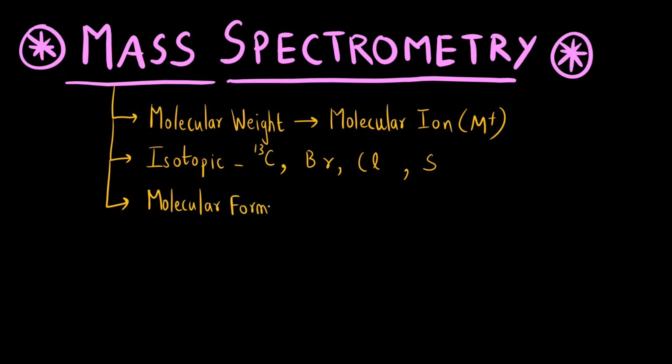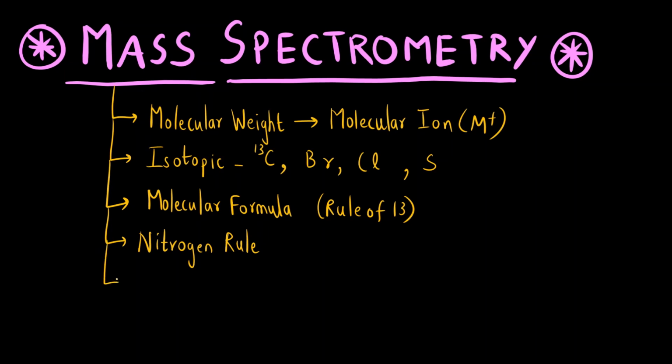From the molecular weight that we have determined from the molecular ion peak, we can determine the molecular formula by using the rule of 13. Then we can determine whether nitrogen is present in the molecule or not by using the nitrogen rule. Then we can also understand the stability of the molecule. Some fragments that are separated, we can come to know by using different fragmentation techniques that occur in mass spectrometry.